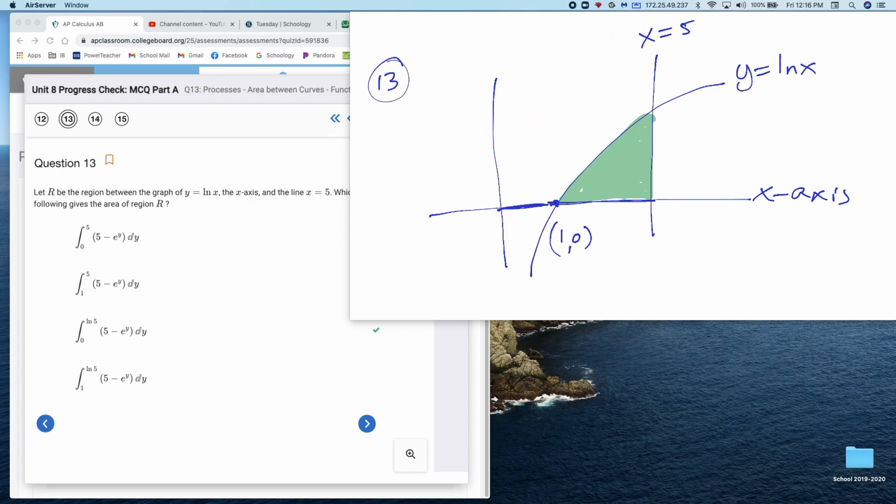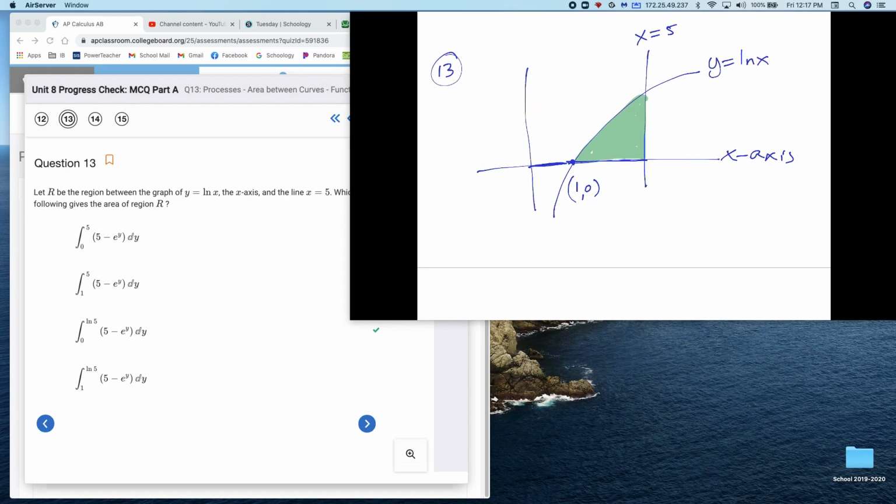In this case, you would have loved it if they had said, what is that? And you'd have said, oh, that's the integral from 1 to 5 of the natural log of x dx. And I'd say, yeah, you're exactly right, but that's not the way they presented it to you. So what you have to do is think about this in terms of y because of the way they presented it. So here's what you've got to do.